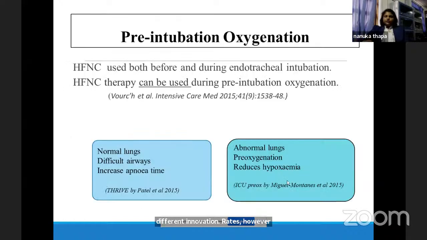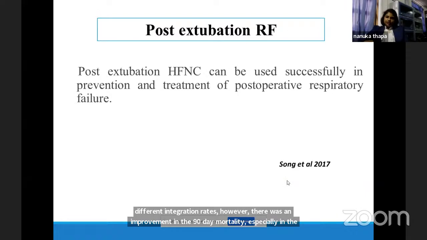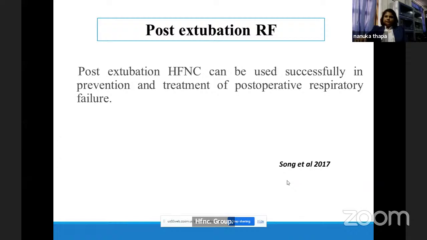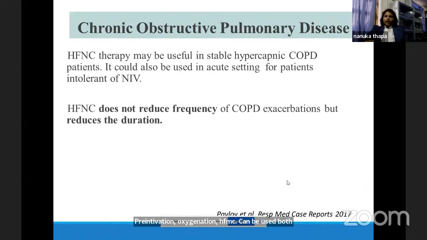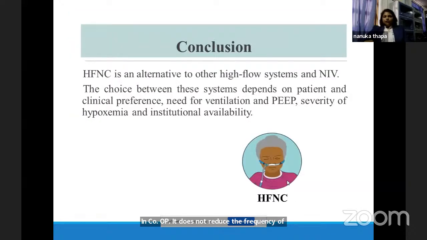For pre-intubation oxygenation, HFNC can be used both before and during the endotracheal intubation. Post-extubation, it helps prevent as well as treat post-operative respiratory failure. In COPD, it does not reduce the frequency of COPD exacerbations, but it decreases the duration.